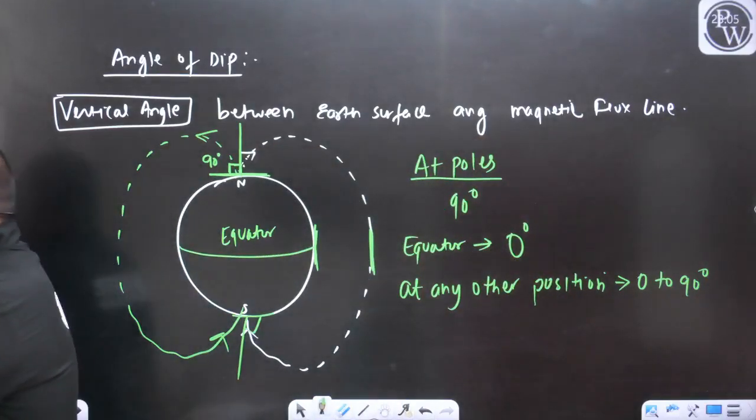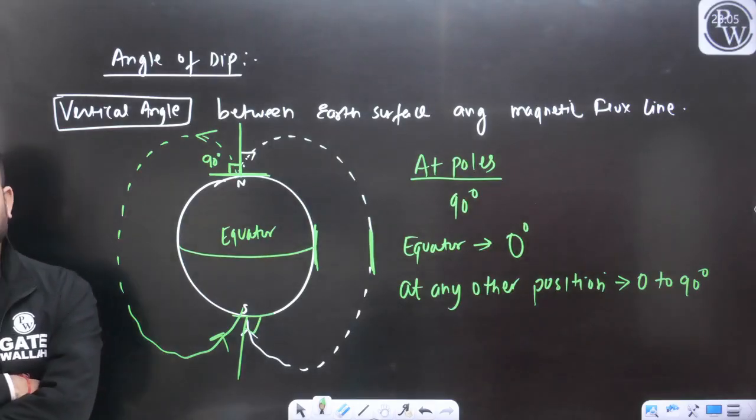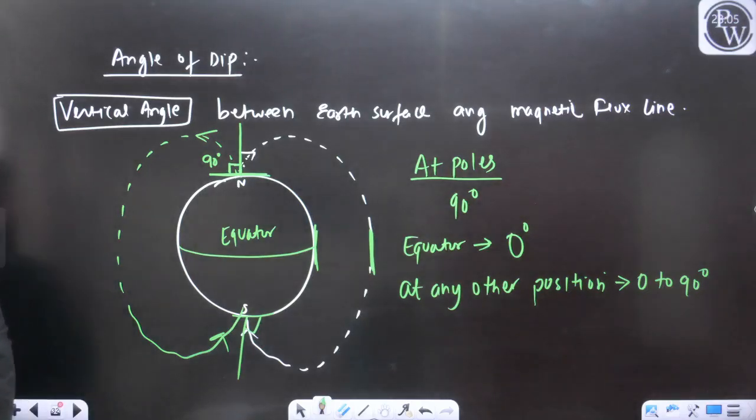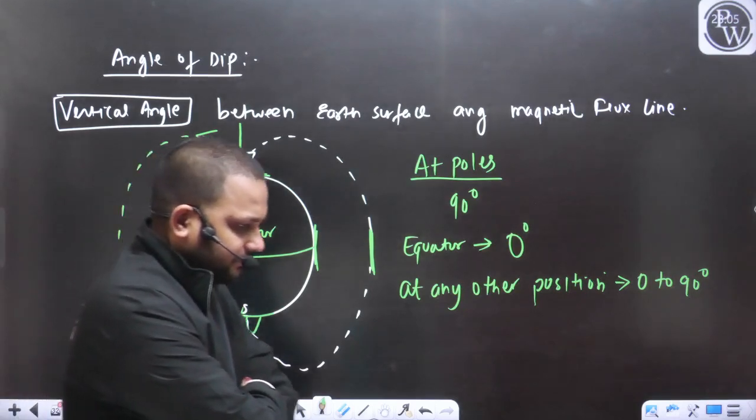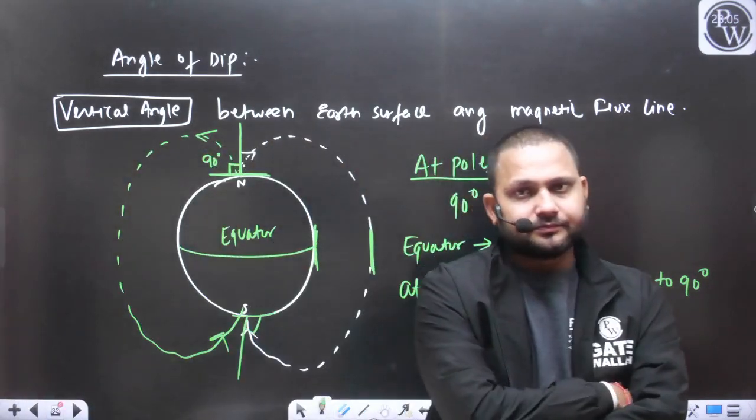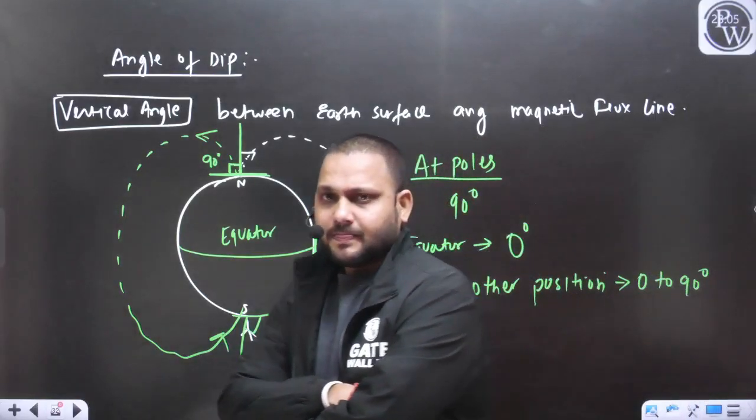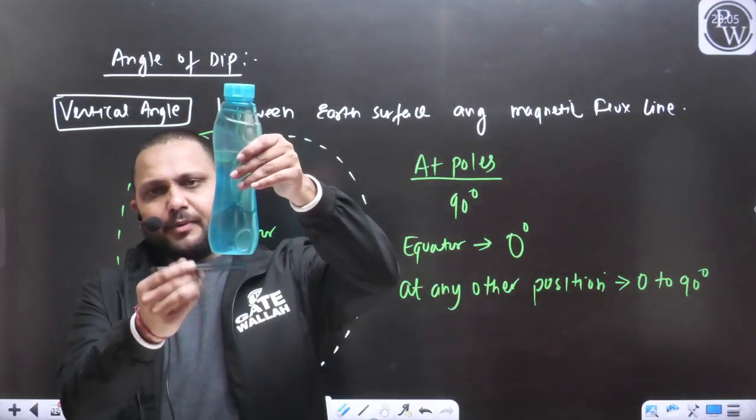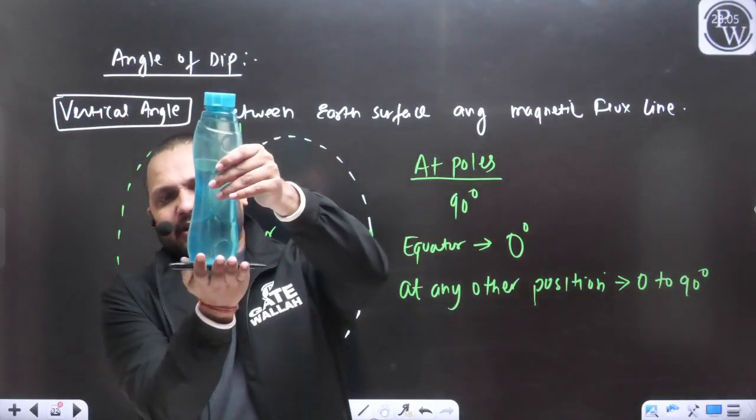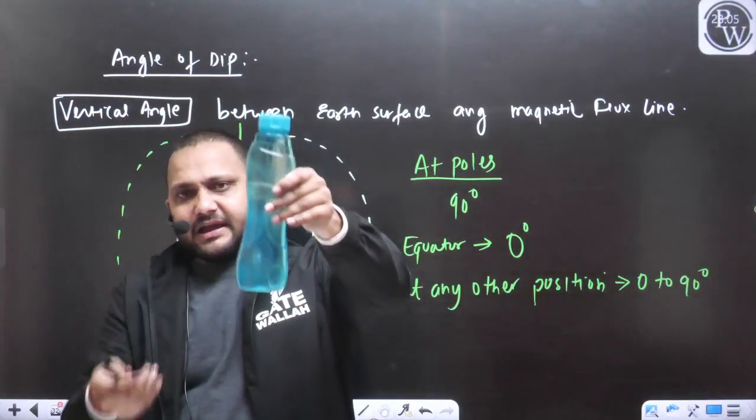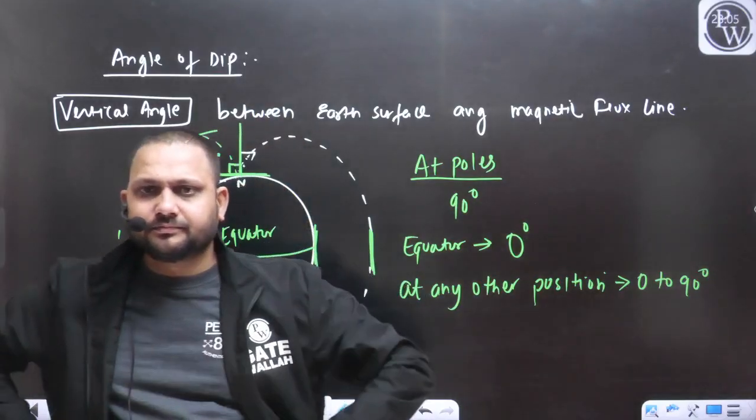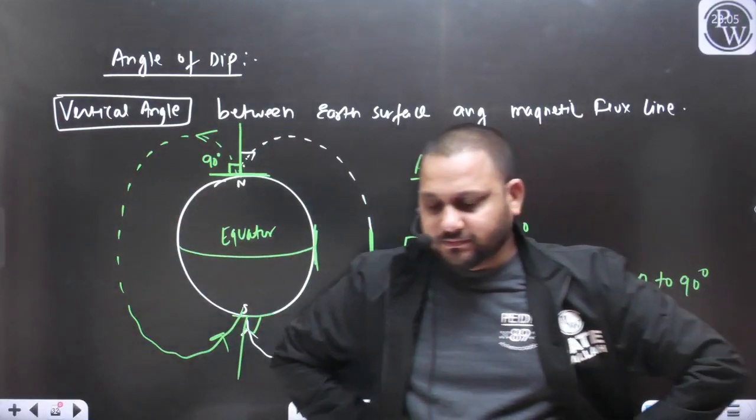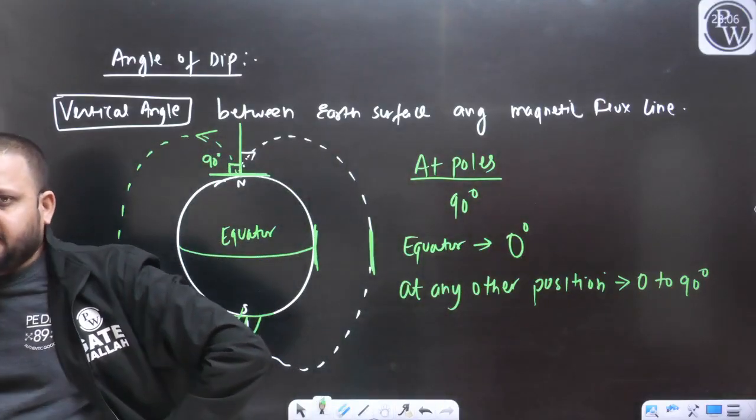Any doubt to anyone? Any query related to the angle of dip or angle of depression? Yes, at poles, both. Similarly, if I talk about the south pole, this is going to be the earth surface and this will be the flux line. The angle is going to be same, that will be 90 degree.